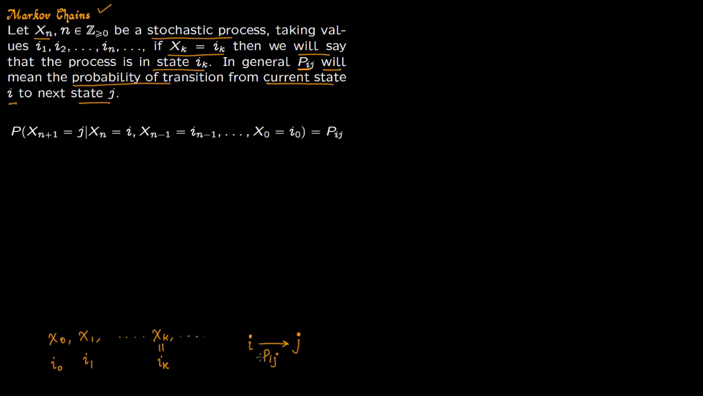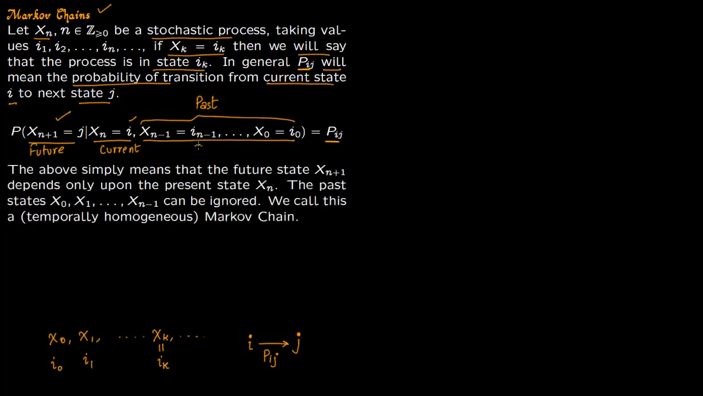So i is the initial state. You can write it like this: Pij, where your final state is j and your current state is i. You're moving from i to j. All these states, X0, X1, X2, X3, all the way to Xn minus 1, are in the past. And here the probability just depends upon the current state and the future state. It does not depend upon the past, so you can ignore this past here. You just have i and j in the probability.